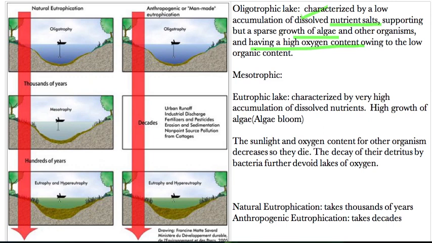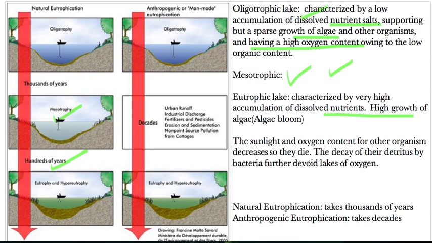Now it will move into the mesotrophic phase, in which the nutrient content will increase and the oxygen content will decrease as compared to the oligotrophic lake. The first transition will happen in thousands of years and the second transition in hundreds of years. Then you come to the eutrophic lake, which is characterized by a very high accumulation of dissolved nutrients and high growth of algal bloom.